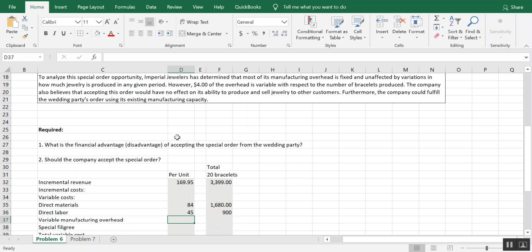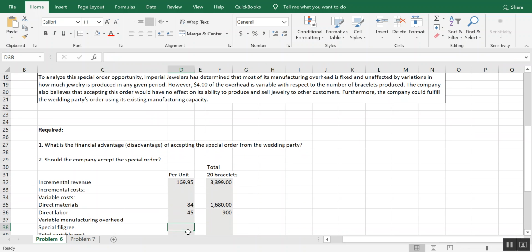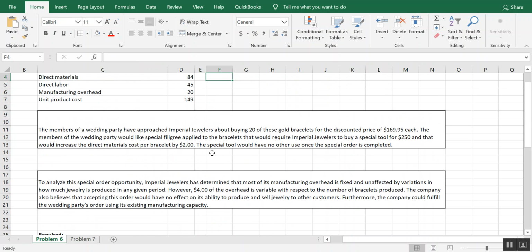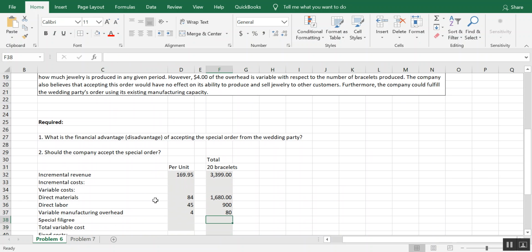Now we get to variable manufacturing overhead. And based on this analysis, the only thing we're going to think about is this $4 item right here. So if we go down here, we say, okay, $4. And so we're going to take that times 20 because the rest of this fixed overhead is unavoidable and it's going to be there. So the difference between the 20 and the 4, the $16 per unit, is fixed, and it's unaffected by variations in the amount of manufacturing that they do. So it's not relevant to our decision.